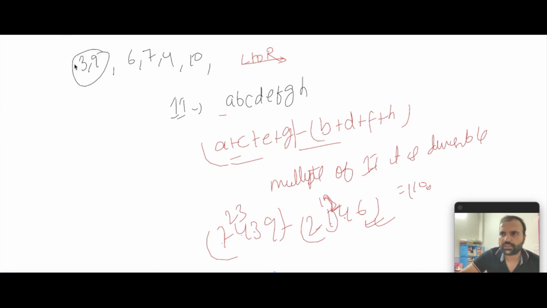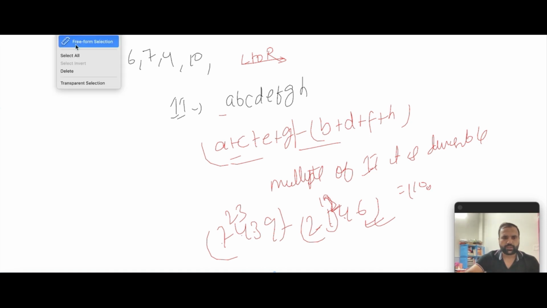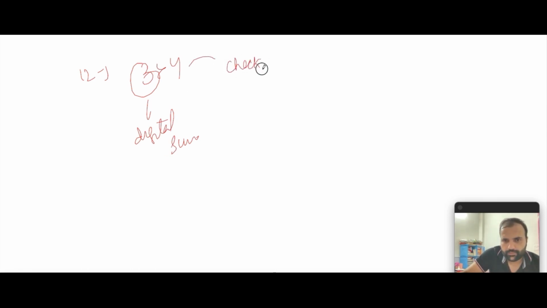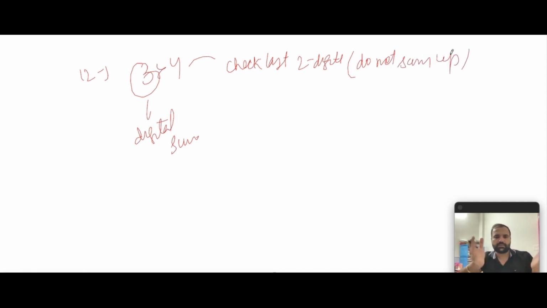Now for 6, we have already studied. So for 12, if you want, you can simply break it like 3 into 4. That should be all for 12. For 12, you need to check for 3 into 4. For 3, we know digital sum should be a multiple, and for 4, we know check the last two digits. Do not sum up, because there's so much of sum and division and checking going on, sometimes we may confuse ourselves. That's the reason.